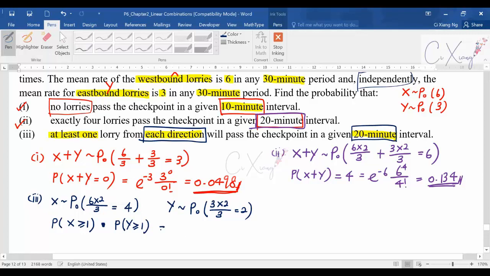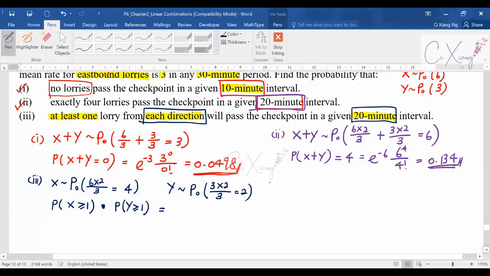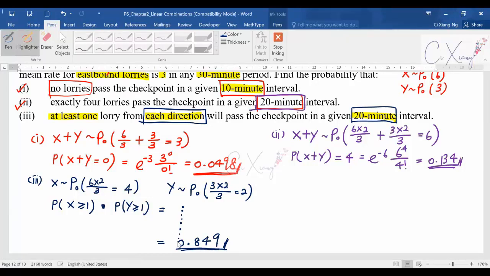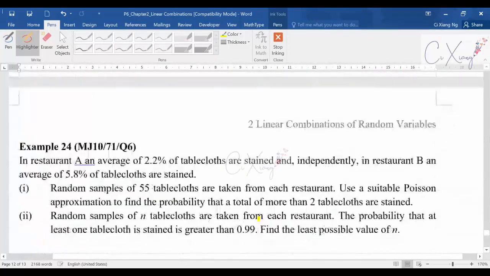So x greater than or equal to 1 multiplied by y greater than or equal to 1 for the Poisson distributions. I'm not going to show you how to do this. Please figure it out yourself and try to get 0.849. Again, this question still uses the Poisson distribution, separately. Have a try and see whether you can get the answer correctly. Okay, so this is what you have for example 23. If no problem, then let us continue to the next example, example 24.